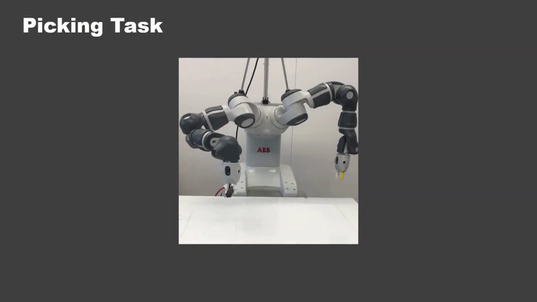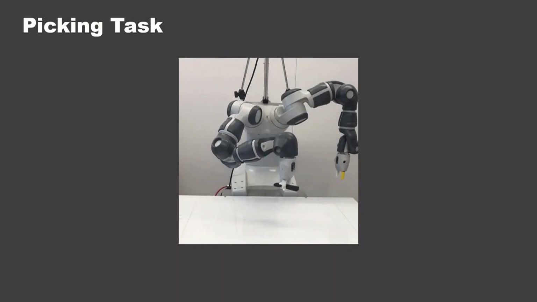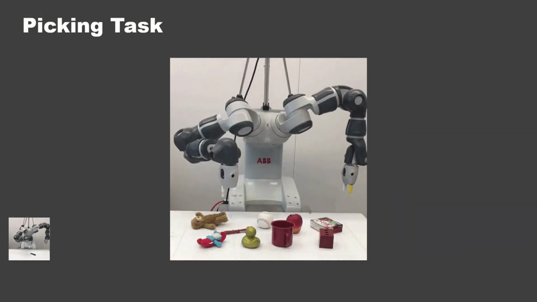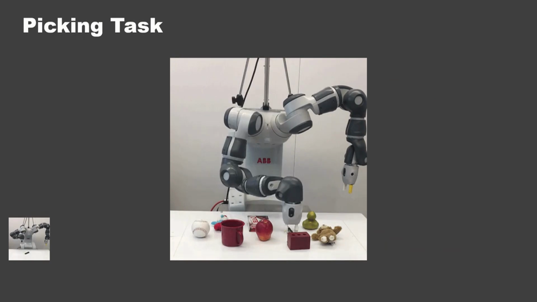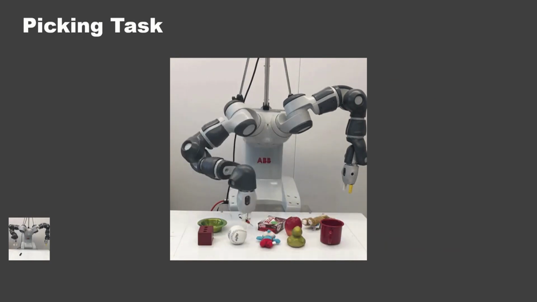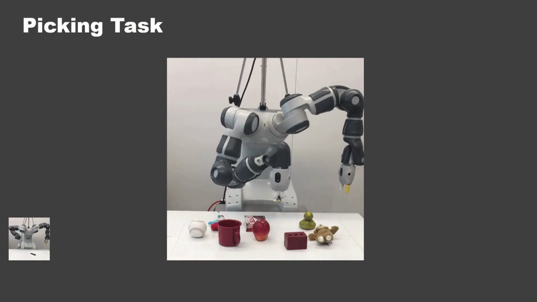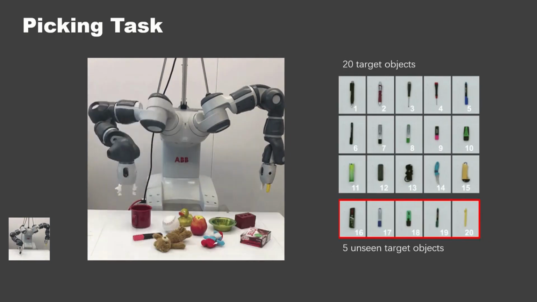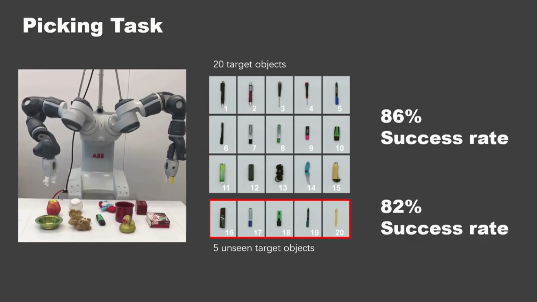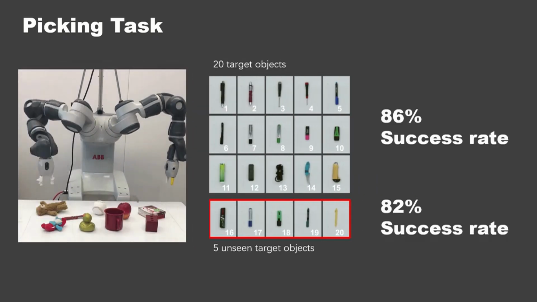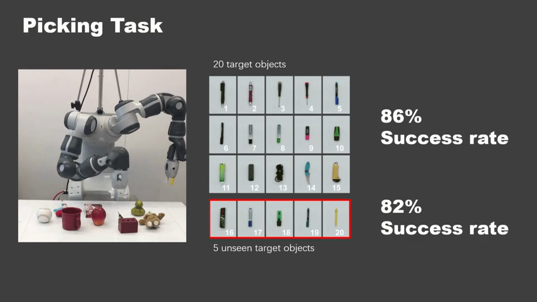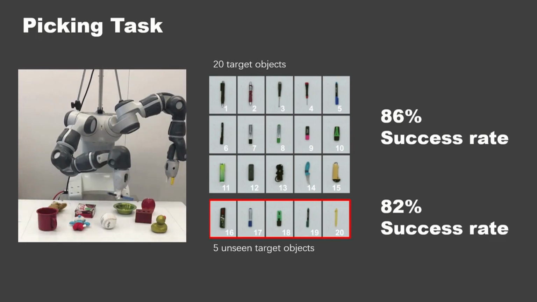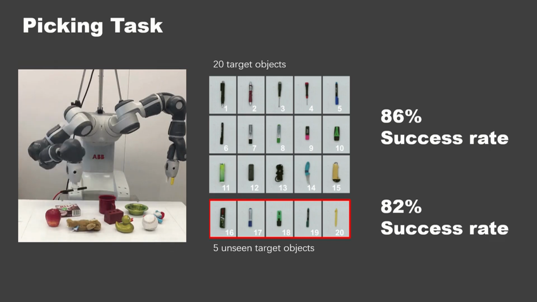The next experiment is a picking task, where the robot needs to pick up a cuboid object on a table. We evaluated our algorithm on 20 different objects, and 5 of them were not seen in the entire training process. Same as the pouring task, we tested 10 times on each object, and we achieved an average success rate of 86% on objects with training data, and 82% on unseen objects.